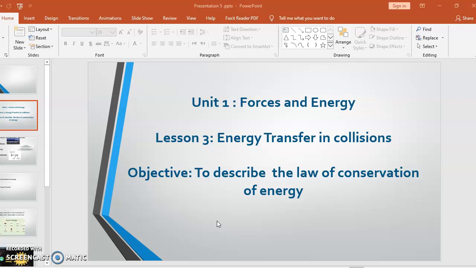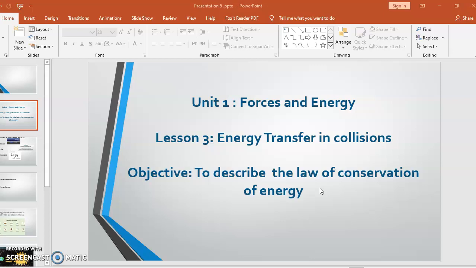Today, inshallah, we'll finish the last part in this lesson, lesson 3, which is talking about energy transfer in collisions. Energy is the ability to do work, and it can transfer, or move, from one place to another. Collisions are when objects collide, crash, or hit each other. Today we will describe the law of conservation of energy.